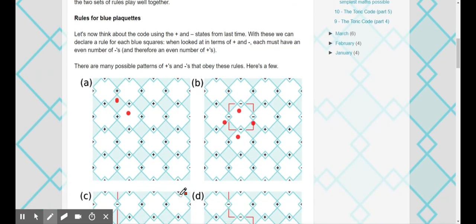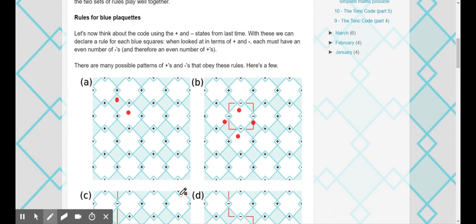Rules for blue plaquettes. Let's now think about the code using the plus and minus states from last time. With this, we can declare a rule for each blue square when looked at in terms of pluses and minuses. Each must have an even number of minuses and therefore an even number of pluses. There are many possible patterns of pluses and minuses that obey these rules. Here are a few.